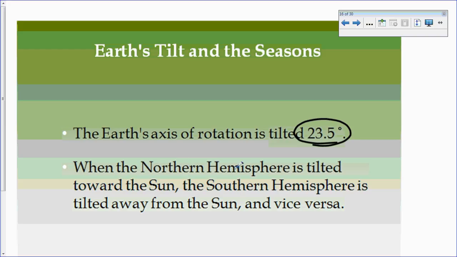When the northern hemisphere is tilted toward the sun, this is important. Imagine you put your forehead toward the sun, your big old forehead, into the sunlight. It's going to get hotter than the back of your head or your chin, right? The southern hemisphere is going to be colder. So that's why our seasons are opposite in the hemispheres. North-south hemisphere. I'm just going to put hemi, okay?